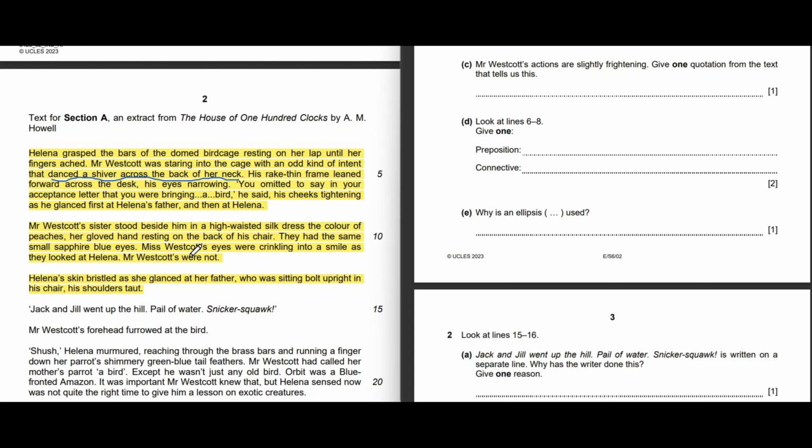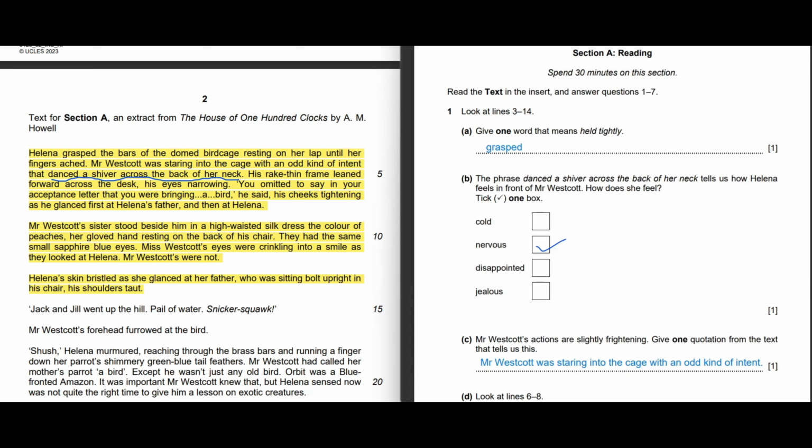Alright guys, let's reveal the answer. Okay, Mr. Westcott was staring into the cage with an odd kind of intent. You can see from here. The answer for this question 1C may vary from one participant to another, so this is just an example of a correct answer: Mr. Westcott was staring into the cage. You can take any of the answers from this section in yellow.